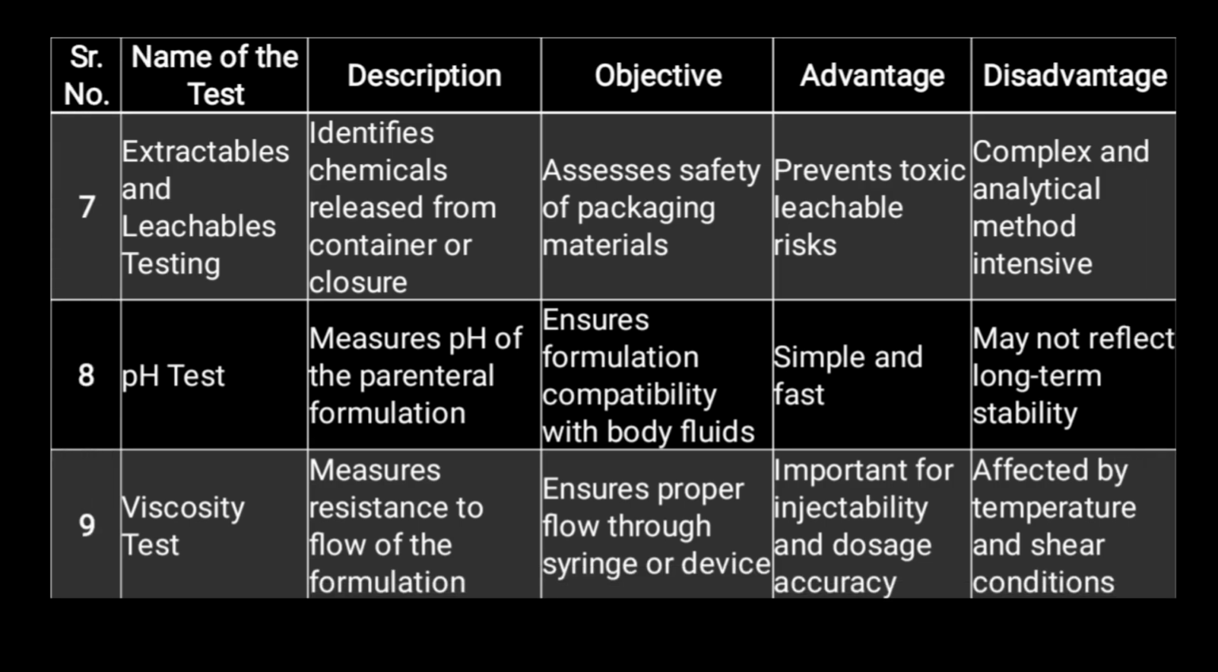Moving to the next test. The test is extractables and leachables testing. So basically, this test is done to identify chemicals released from container or closure during storage of the product within the container. It is done with the objective to assess safety of the packaging material. The advantage for this test is it prevents toxic leachable risk of the container in the product. However, the disadvantage is it is complex and intensive analytical methods are utilized.